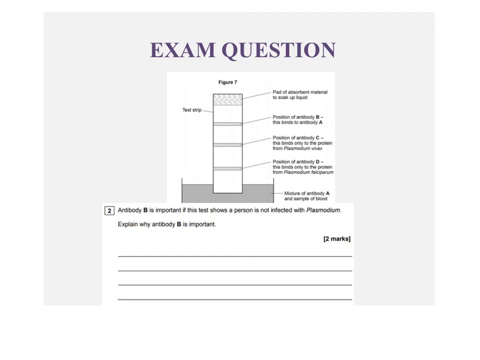Antibody B is important if this test shows a person is not infected with Plasmodium. Explain why antibody B is important. And you're going to want to think very carefully about pregnancy testing here. Notice that it's still a strip of absorbent material very similar to that absorbent material in the test strip of a pregnancy test. So pause again, 3 minutes, and go on when you're ready.